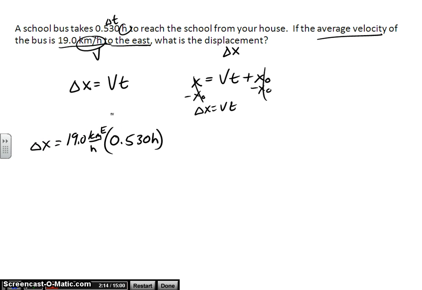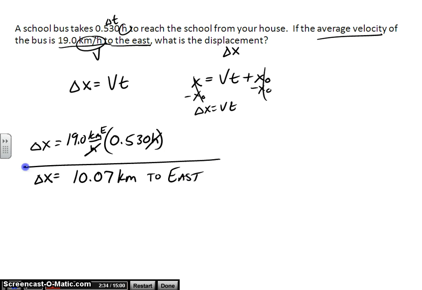I'm just having to multiply here. 19.0 times 0.530. And it looks like I have a displacement of 10.07. The hours canceled, leaving kilometers, and I need my direction, to the east. That would be a full final answer.